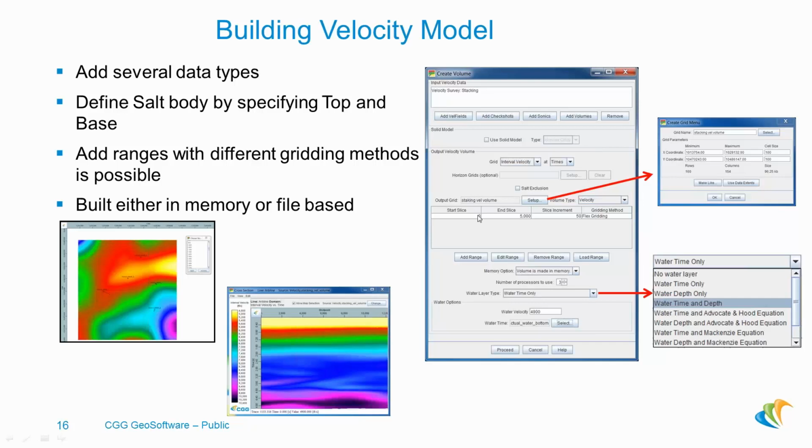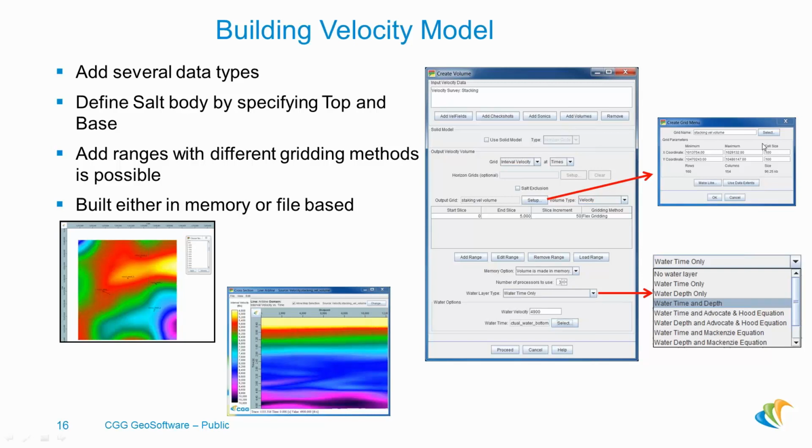Again, this is a simple interface. In this window, we have the option to add a velocity field, check shot, sonic, or add volumes. We have to set up, of course, the name of the volume that we are creating. In this window, we can select the data extension, and automatically the software will read X and Y, min and max for all the data available in the model.